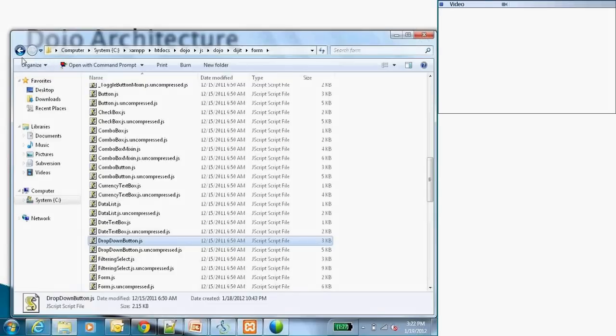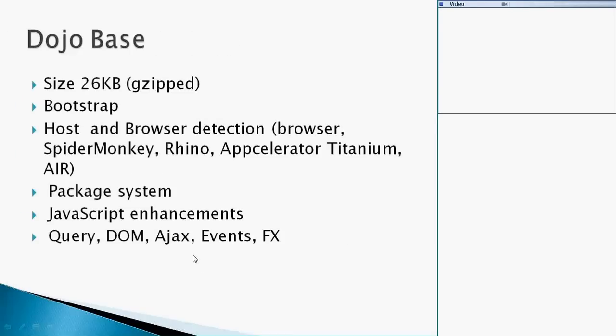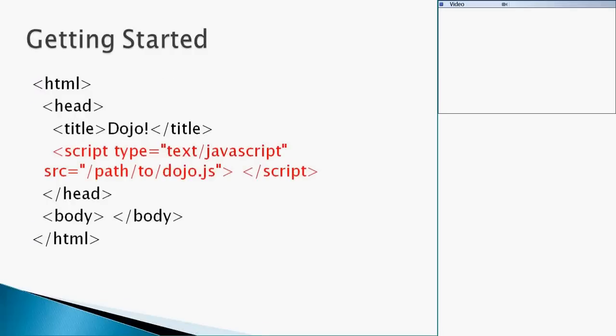Okay. So quickly, let's go back to the Dojo thing. So we talked about Dojo Base. Dojo Base is the core of this library. It's only 26 KB after compression and gzipping. It provides bootstrapping.